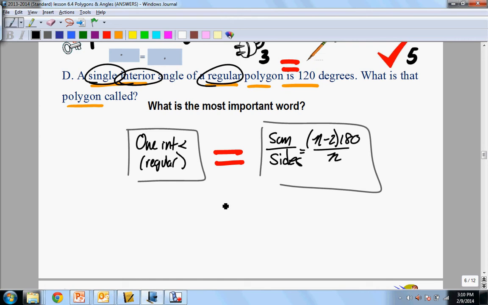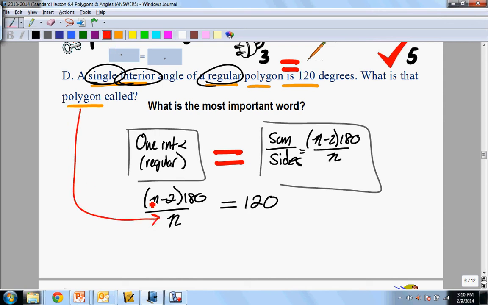So let's build with this equation. So something is 120, so we're going to go like this. n minus 2 times 180 over n is 120. Our goal, what is this polygon called? That means we're trying to solve for n, which gives us the number of sides and therefore the name. We have a fraction on the left, a whole number on the right, so this is easily remedied like so. We cross multiply. Physically cue your classmates to draw in those cross multiplications.